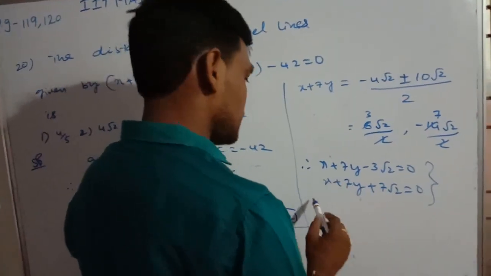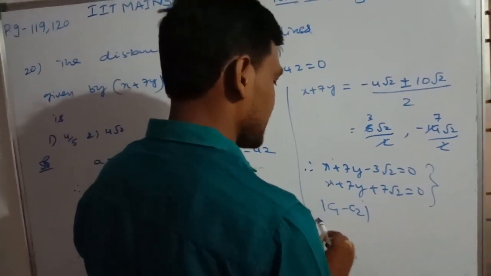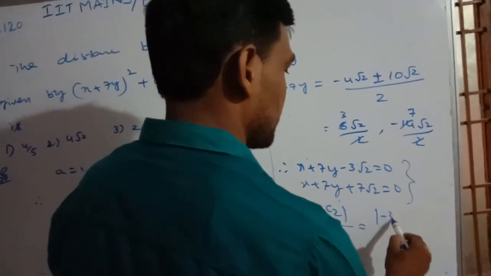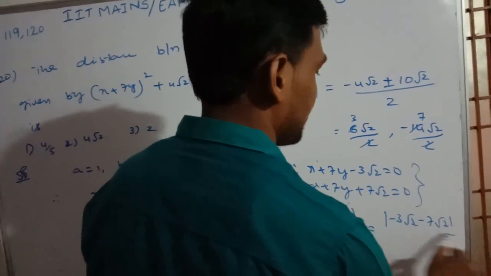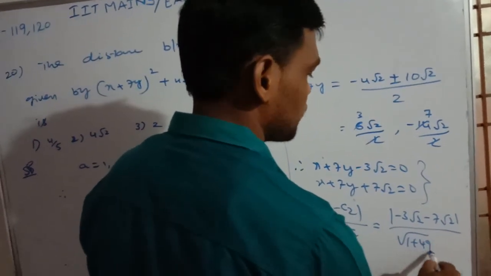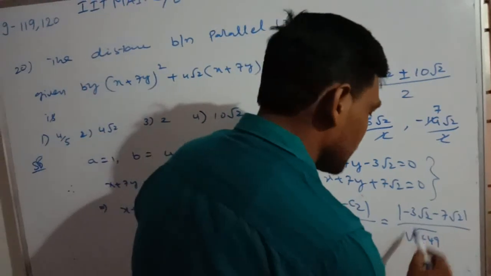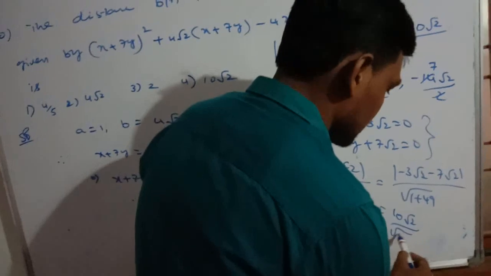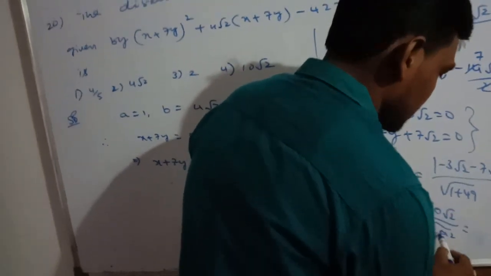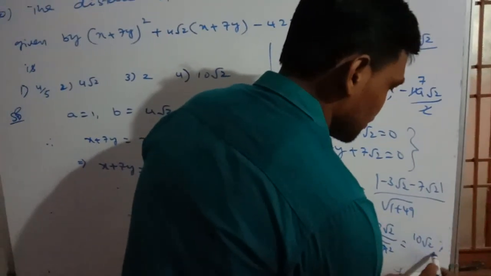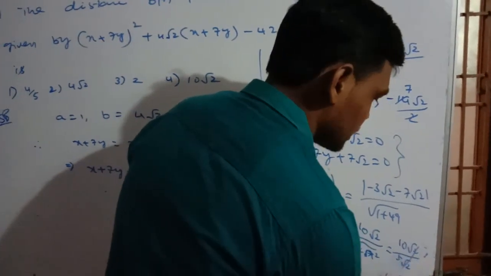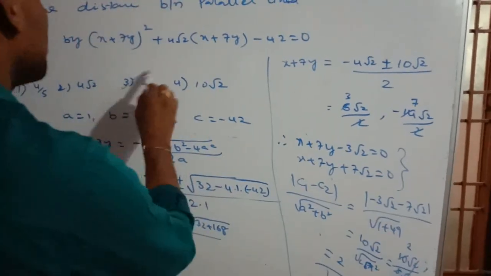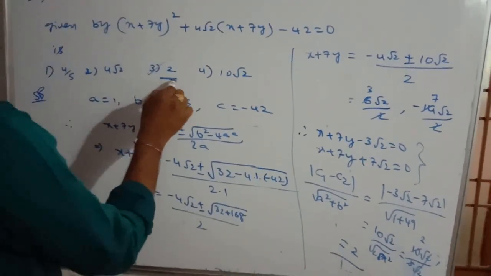This is parallel lines. The distance between parallel lines is modulus of c1 minus c2 by root of a square plus b square, and this is minus 3 root 2 minus 7 root 2 by root of a square plus b square, and this is 1 plus root of 1 plus 49, and this is 10 root 2 by root 50, 25 into 2, and 10 root 2 by 5 into root 2. This is cancelled, 10, 5, 2 times. Now the distance between the parallel lines is 2. See the options. Third option is 2.